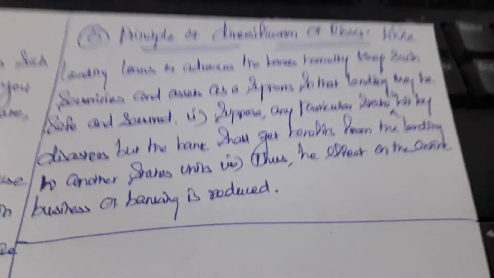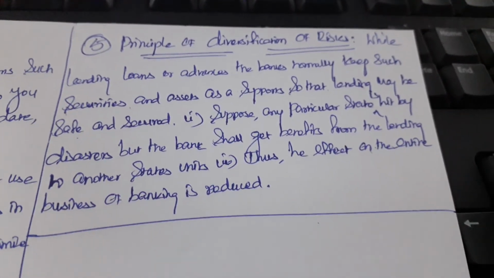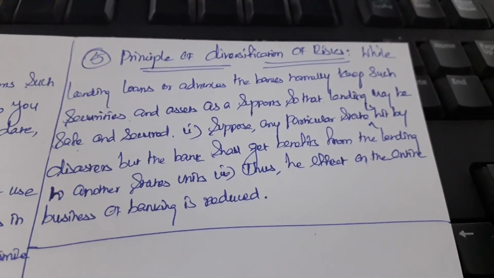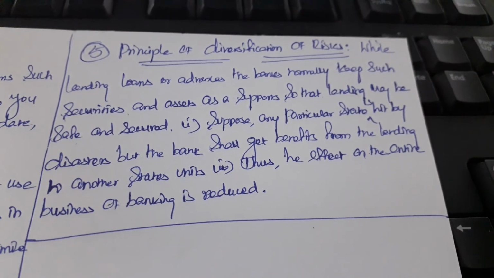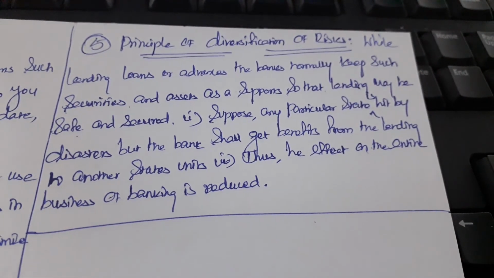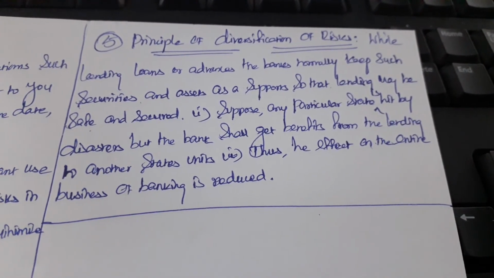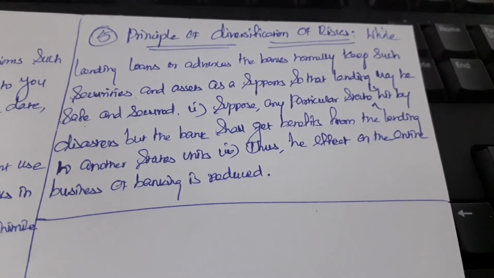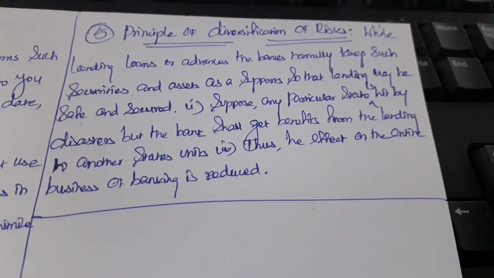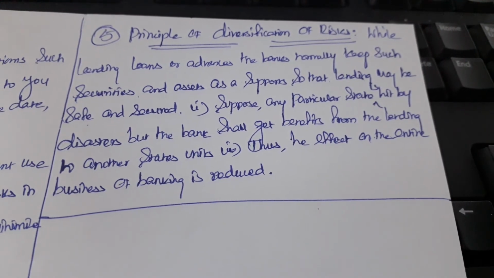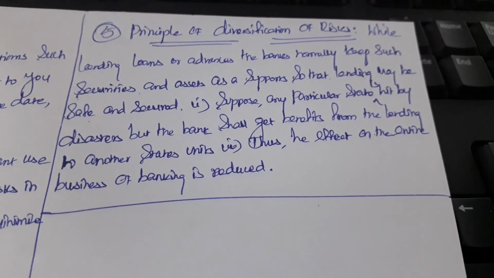The last point is all about the principle of diversification of risks. When lending loans or advances, the banks normally keep such securities and assets as support so that the lending may be safe and secured. When the customer approaches the banker, they will ask the borrower to submit some collaterals or securities for the purpose of safety and security.